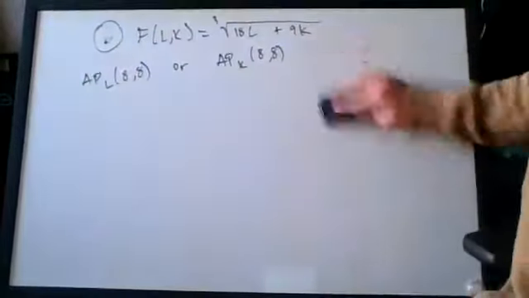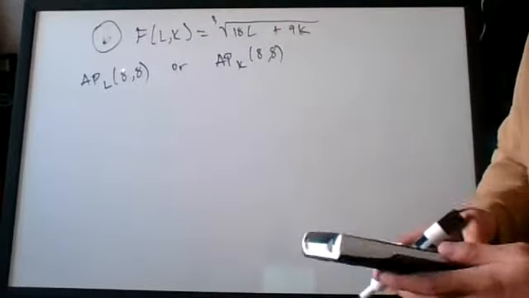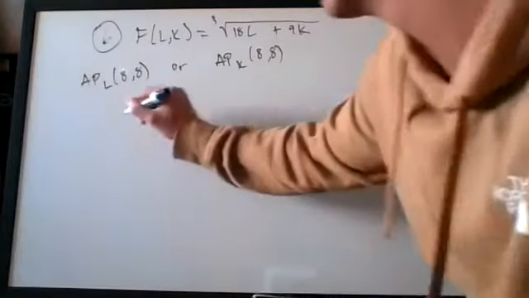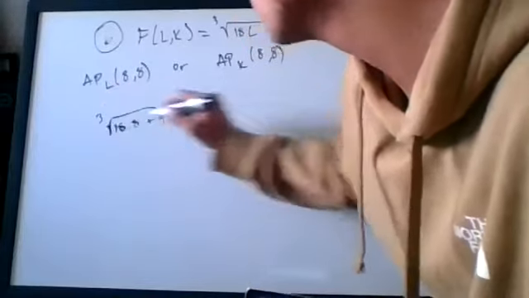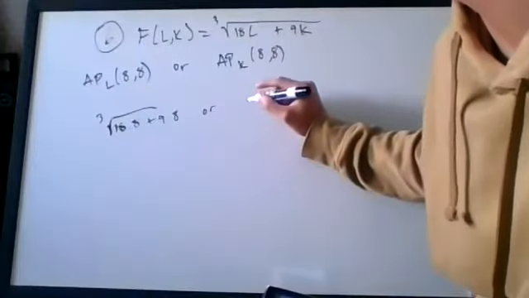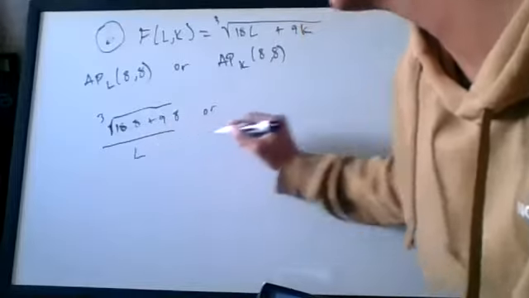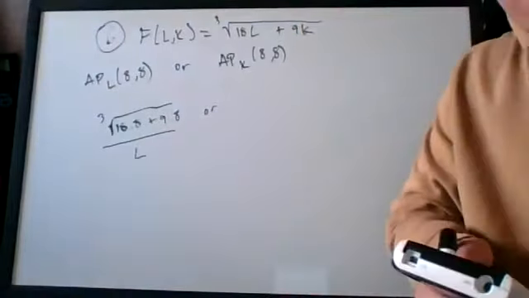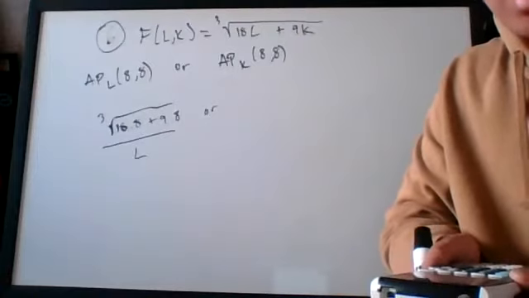So in this case, I have my calculator, and I'm going to do it from there. Yeah, so 18 times 8, so the cube root of 18 times 8 plus 9 times 8, over L. Yeah, hold on.